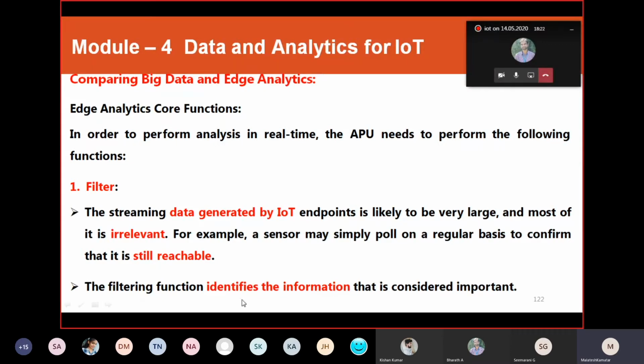For example, a sensor may simply poll on a regular basis to confirm that it is still reachable. That means there is a sensor we have kept for a particular component of a system, and that sensor keeps on telling us that it is still reachable. Some other data which we don't require should be removed. The filtering function identifies the information that is considered important. That means if you apply the filter component in the APU, it identifies the information which is very important. Which is not required, it will not take up.